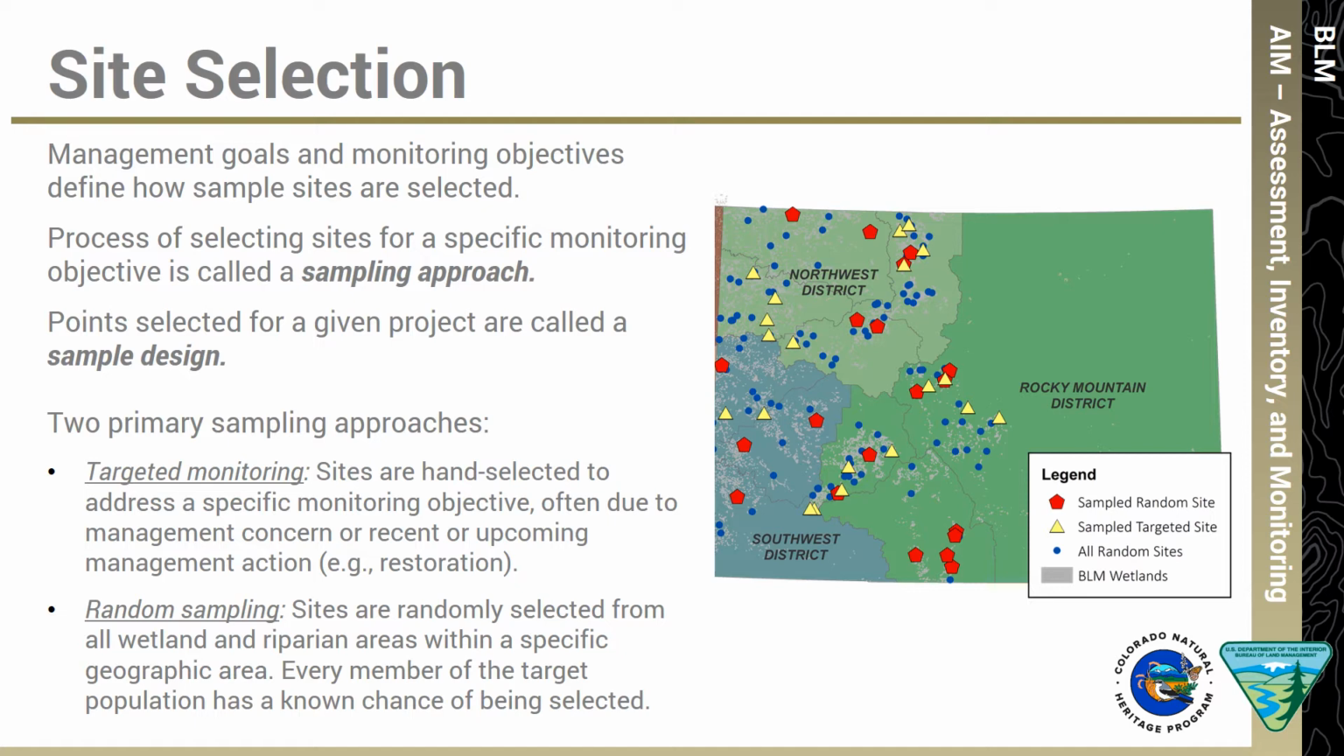In random sampling, sites are randomly selected from all wetland and riparian areas within a specific geographic area. Every member of the target population has a known chance of being selected. Results from random sample designs can be extrapolated to provide statistically valid estimates of condition and trends across an entire population or study area with known levels of precision and accuracy.